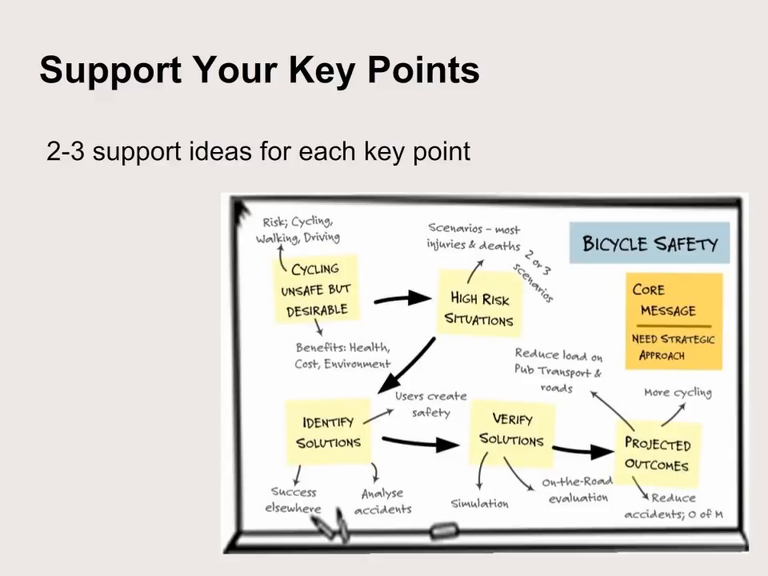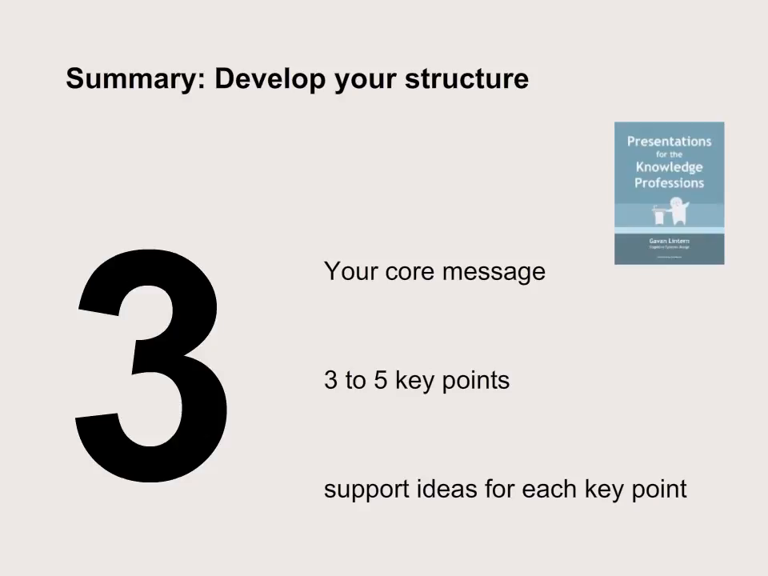To support my fifth key point, I might talk about how increased safety would result in more travel by bicycle and would reduce the load on public transport and roads. I might also talk about reductions in accidents, and in particular, if this program is to be successful, I would be looking for an order of magnitude reduction. So, these are the essentials of this strategy. You need to develop a core message, you need to develop 3 to 5 key points, and you need to develop a small number of support ideas for each key point.